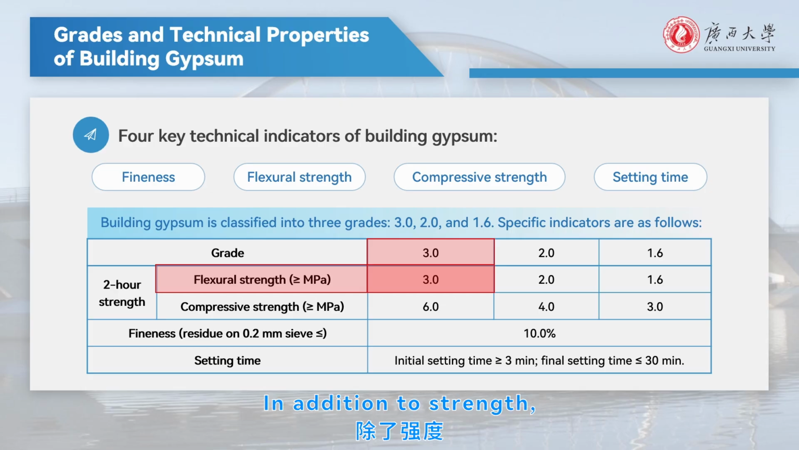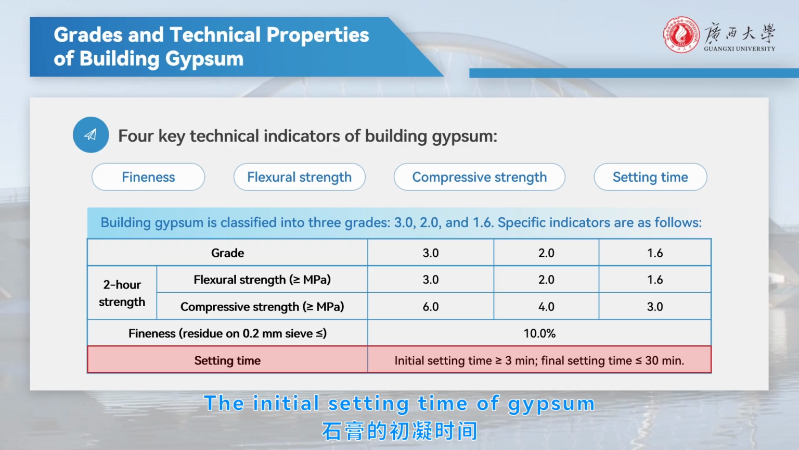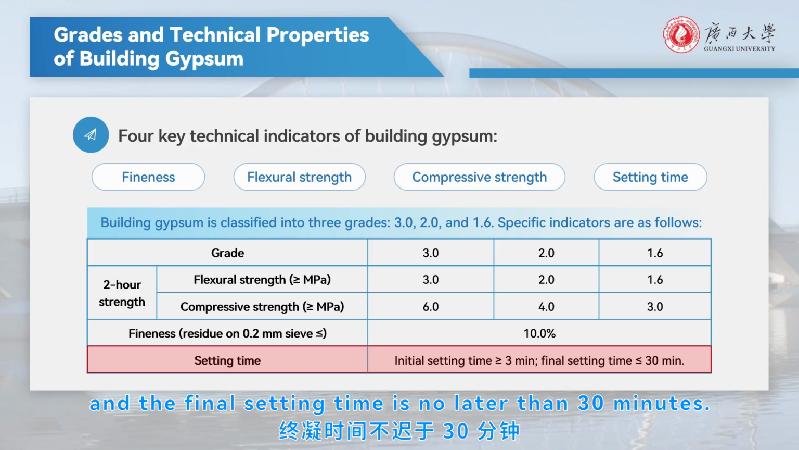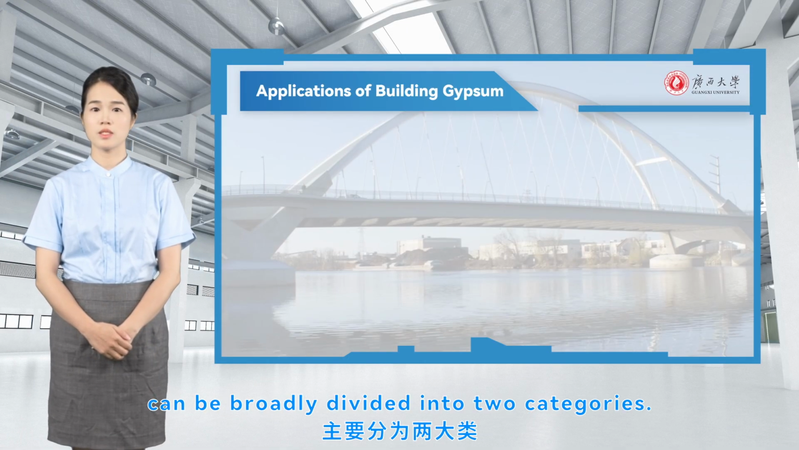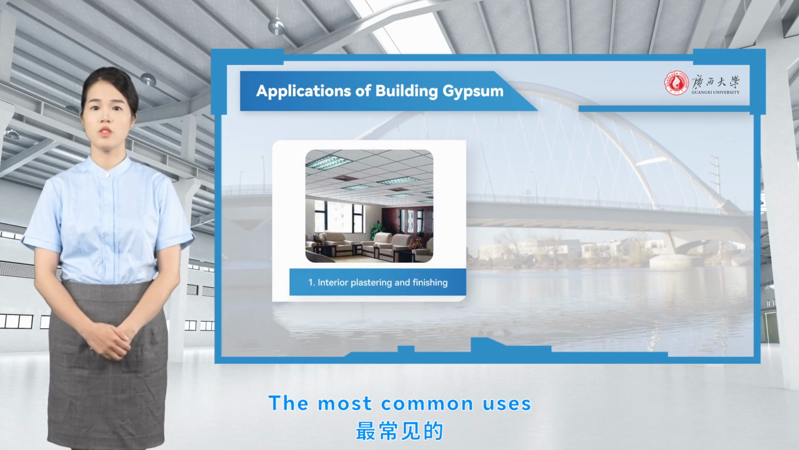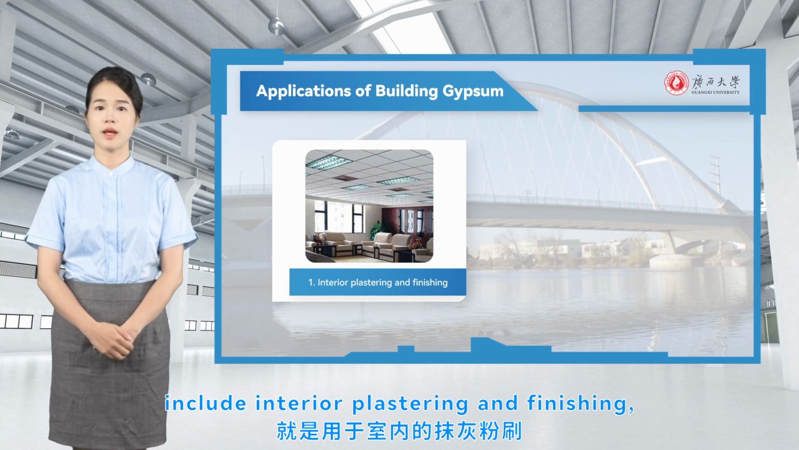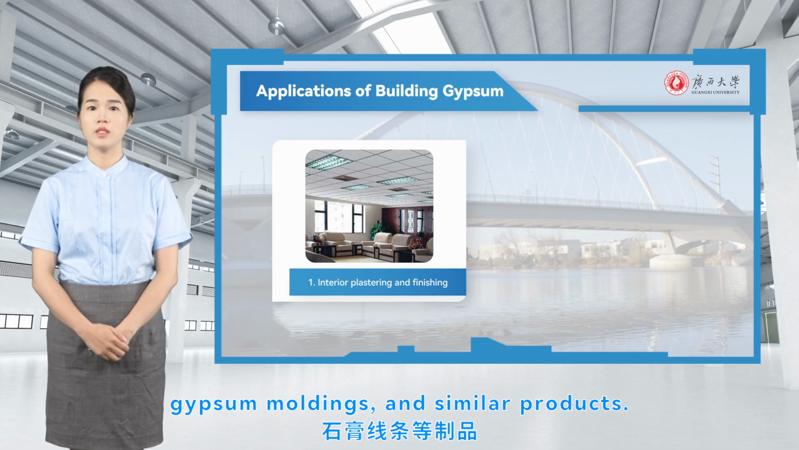In addition to strength, setting time is also a key performance indicator. The initial setting time of gypsum is no earlier than 3 minutes, and the final setting time is no later than 30 minutes. The applications of building gypsum can be broadly divided into 2 categories. First, basic applications. The most common uses include interior plastering and finishing, as well as the production of gypsum boards, gypsum moldings, and similar products.